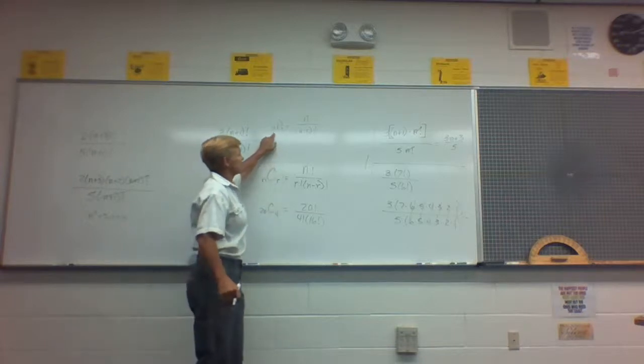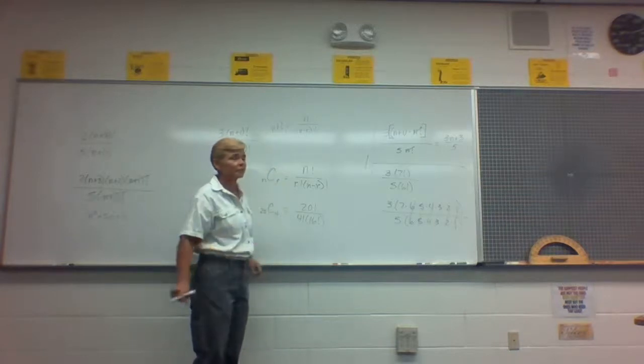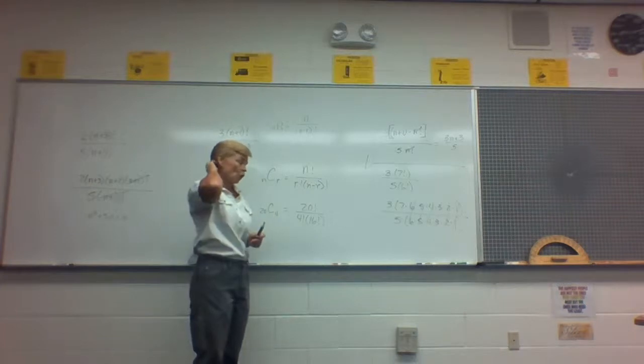This is 10 horses in a race. How many ways can 3 of them come in first, second, and third? That's when you have to put it first, second, and third. The order matters. The order matters.